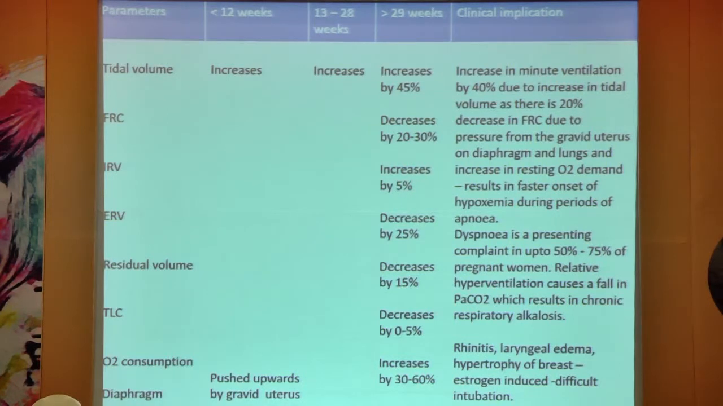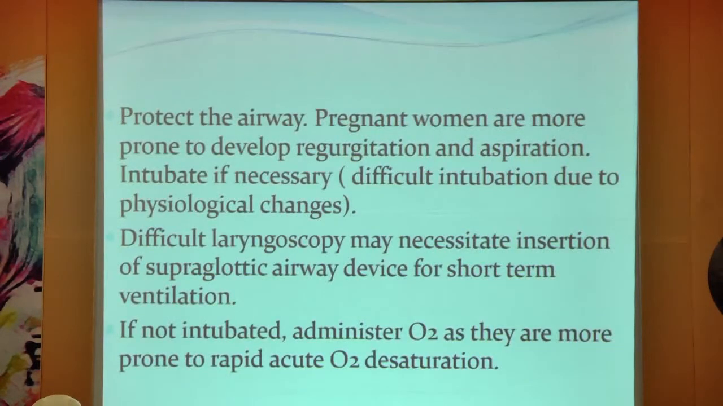Dyspnea is a presenting symptom in 50 to 75% of cases. There is hyperventilation and a fall in PCO2. Because of capillary congestion, there is rhinitis, laryngeal edema, increased risk of bleeding, and hypertrophy of the breasts, which is estrogen induced. There could be difficulty in intubation.